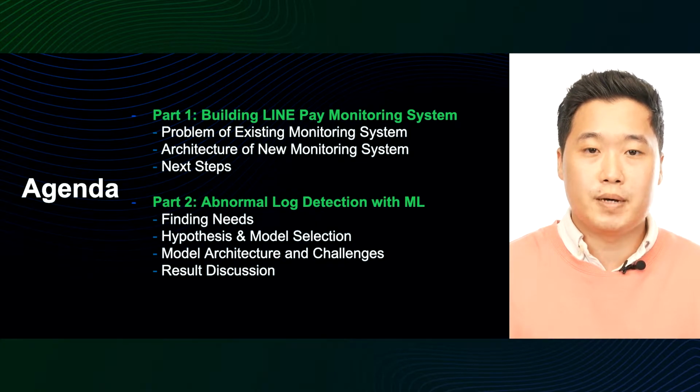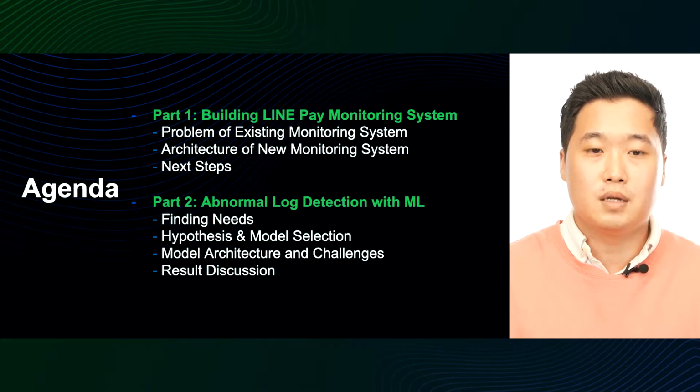This session will be served by two speakers. In the first part, Gaussian will present the problems of the existing monitoring system, the architecture of the new monitoring system, and the next step of Line Pay monitoring. Part number 2 will be served by me. I will start by explaining why we started this project to find abnormal logs. Then I will continue with technical details of how we started applying machine learning into the new monitoring system to find the abnormal logs. Please bear with us. I wish our experience can provide some insight for your future work.